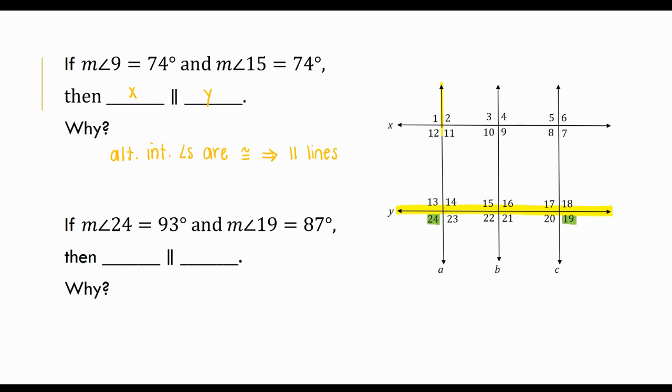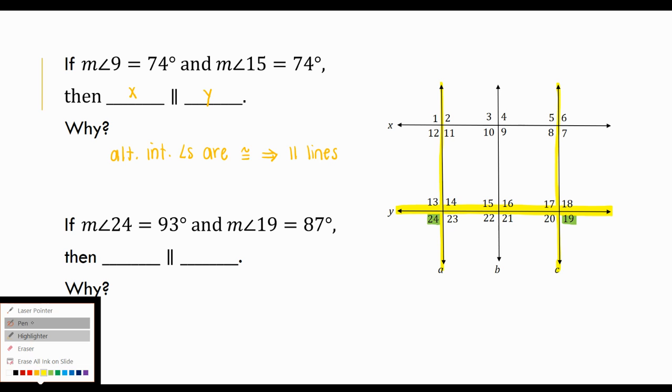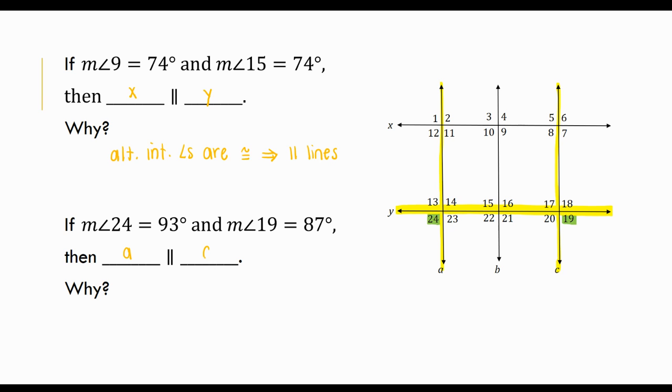Well, 24 is also made up of line A. Line C helps make angle 19. So that means that we want line A and line C to be parallel. But my question is, why do I know that they're parallel? They're not congruent angles. Notice that if I add 93 and 87 together, that's going to give me 180. So these angles are supplementary.